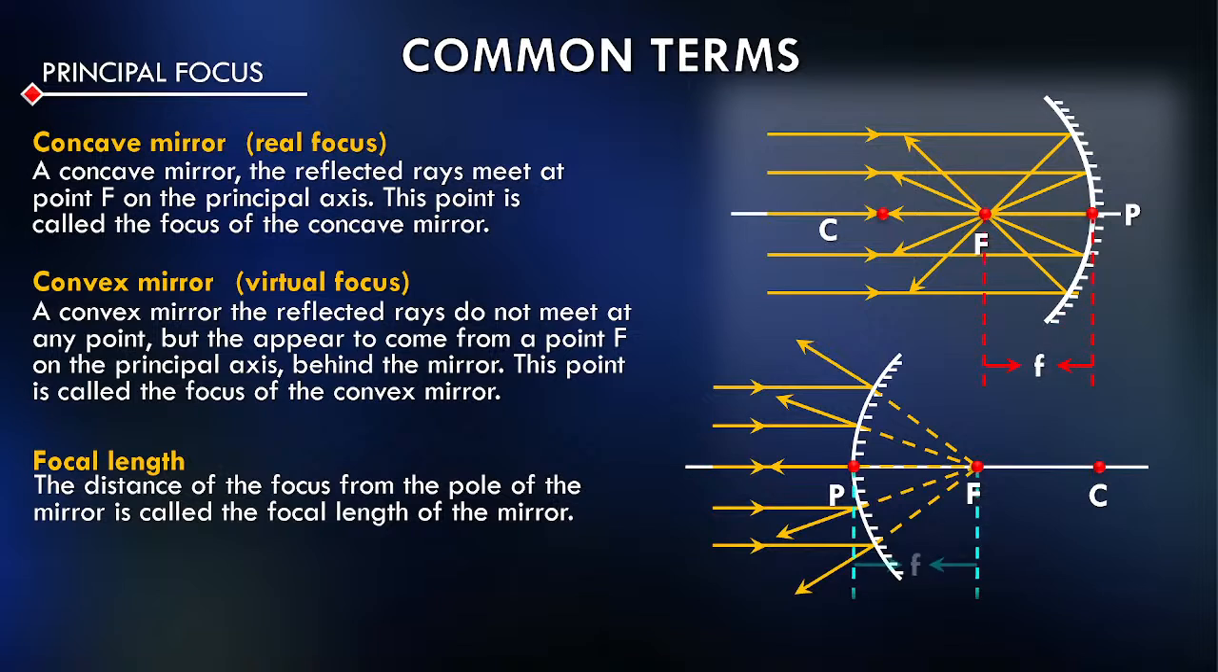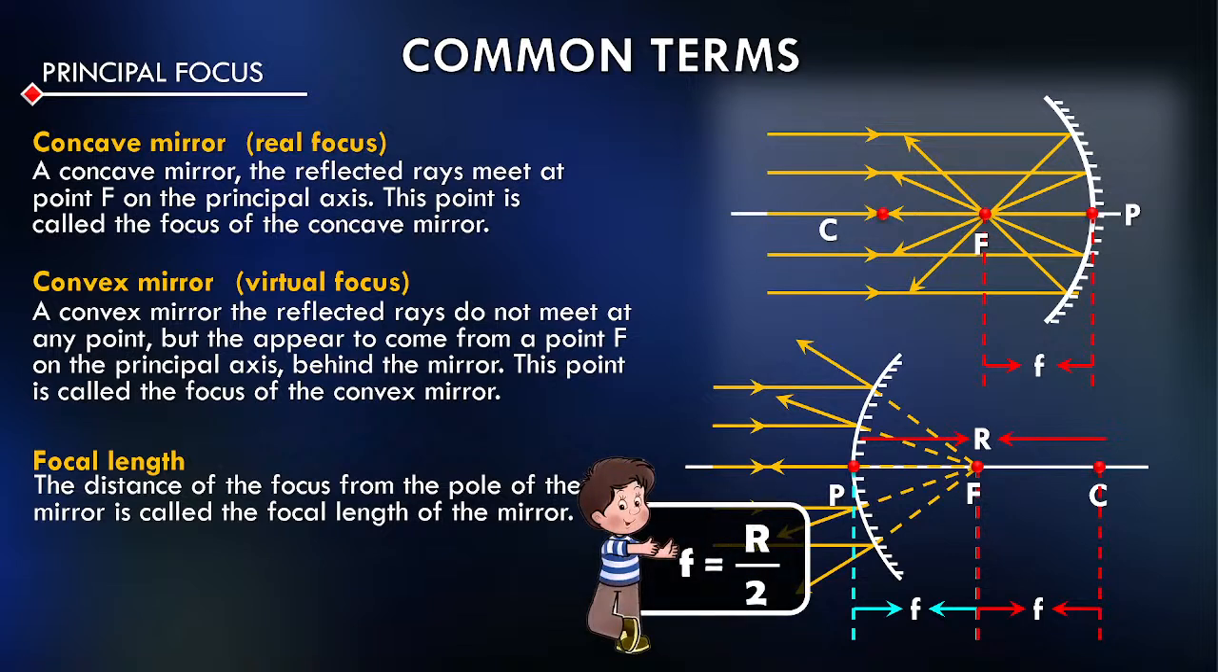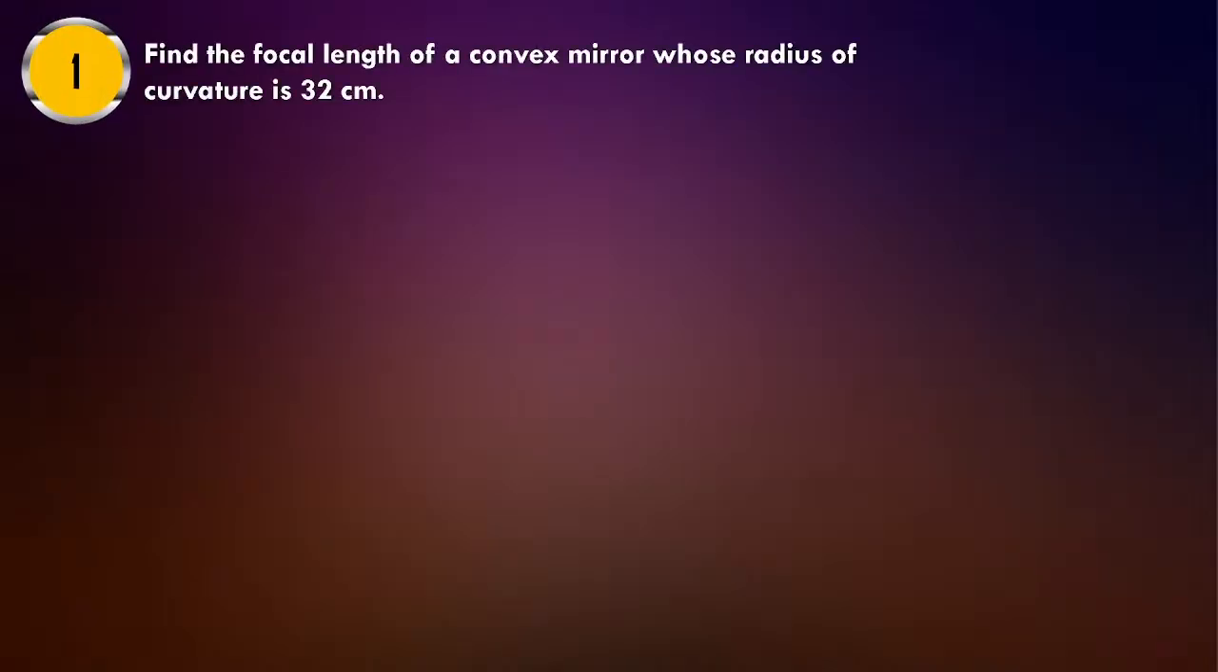Next, this is the radius of curvature. P and C is the radius of curvature. So what is the formula for focus? R by 2. So can I say focal length is the midpoint of the radius of curvature? Yes, that's it. Finish. Okay, now question number 1. Switch on the light and start doing it.